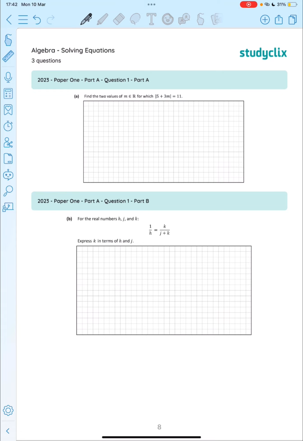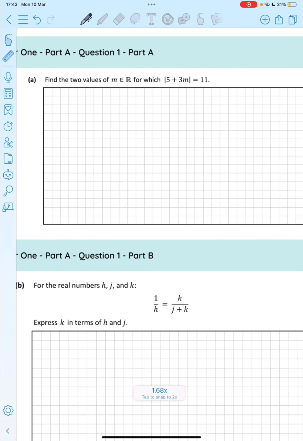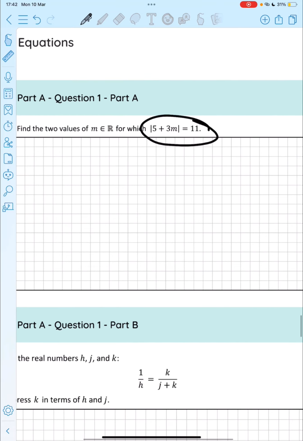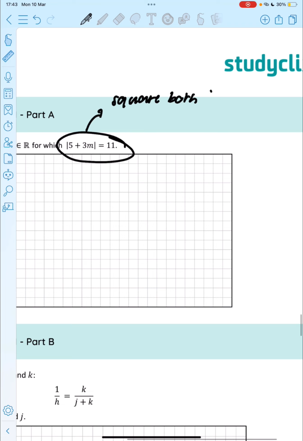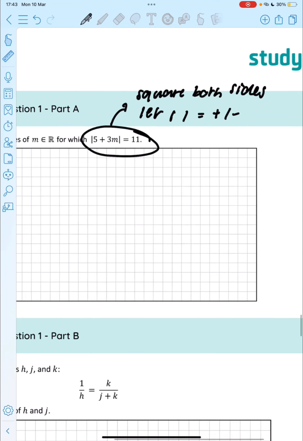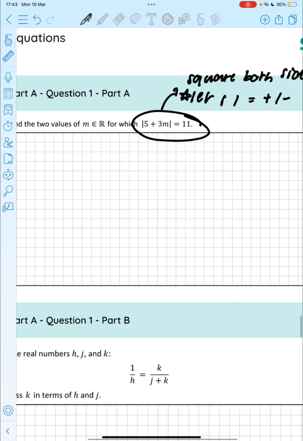The next question we're talking about is a modulus question. So we have 2 ways of doing modulus questions. We can square both sides, or we can do a very nice easy one. We can let the modulus equal the positive or the negative version of the other side. So this is the one I'm going to use in this case.